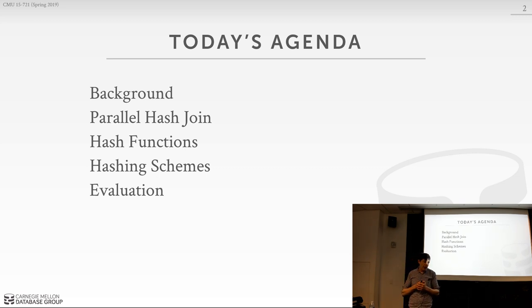All right, so the background today is some high-level ideas about doing parallel joins. Now, unlike in the introduction class where we just cared about minimizing disk I/O, now, since everything's in memory, we need to worry about how to take advantage of all the CPU cores and the parallelism that we have. Then we'll talk about how to do a parallel hash join, broken down into the three phases of the hash join. Within the build phase, we'll talk about hash functions and hashing schemes. And then we'll finish off with an evaluation that actually predates the one that you guys read, but in my opinion, it still illustrates the core ideas.